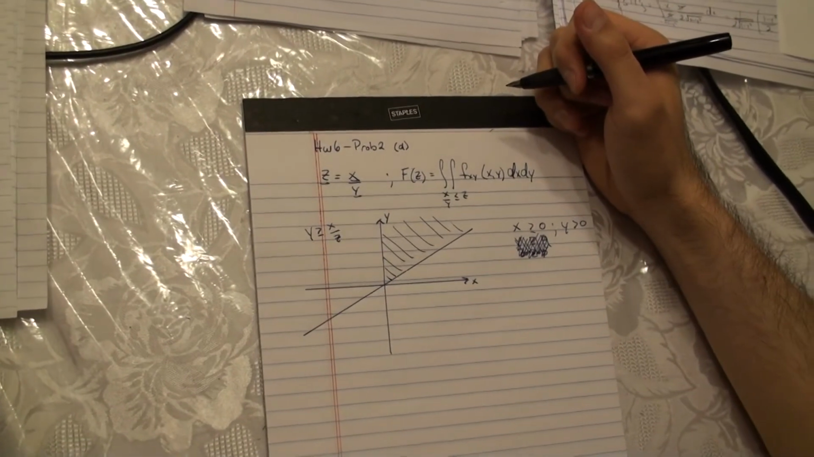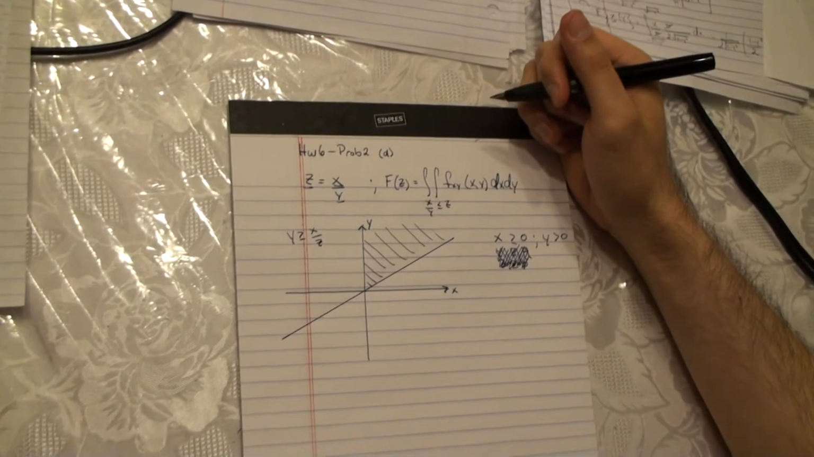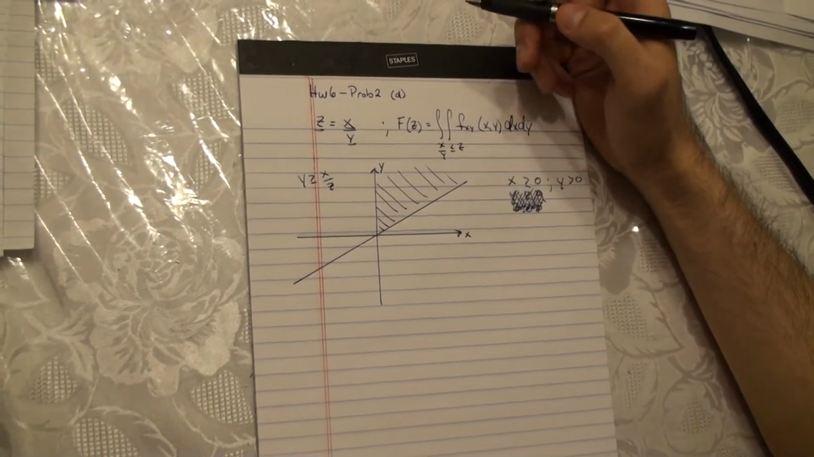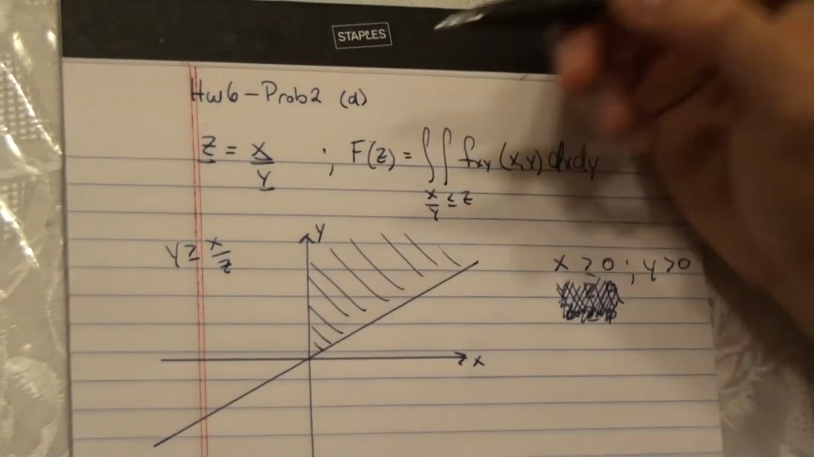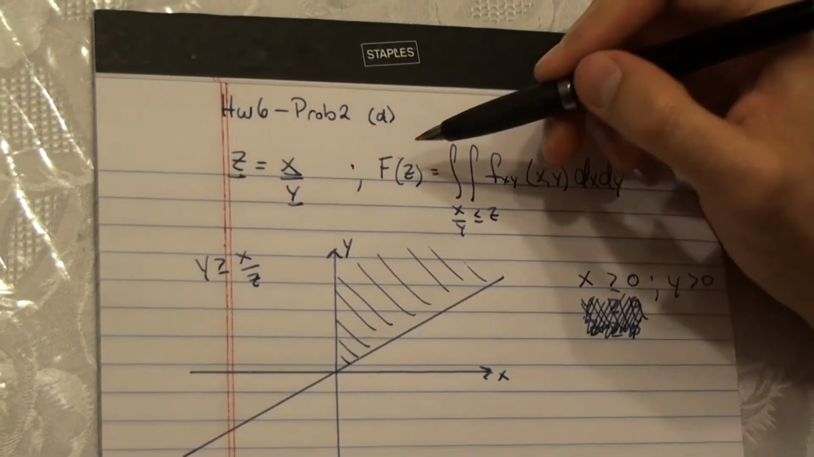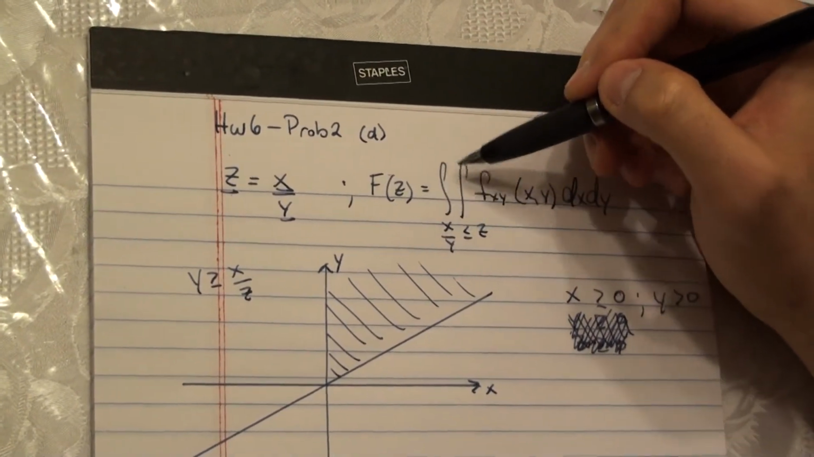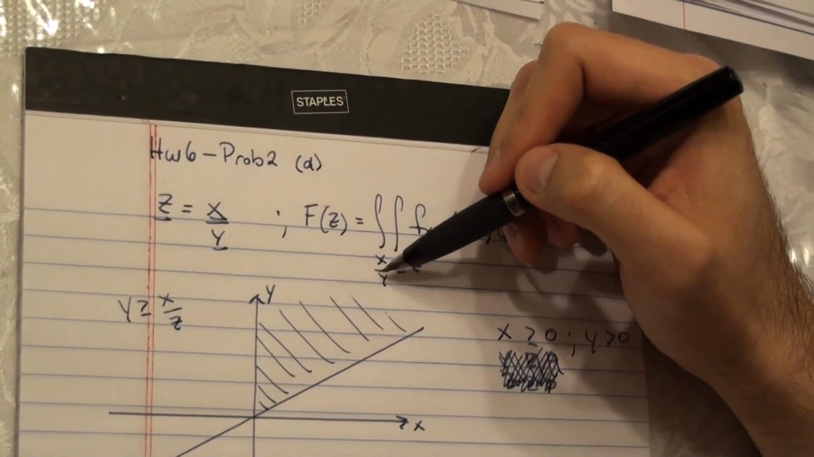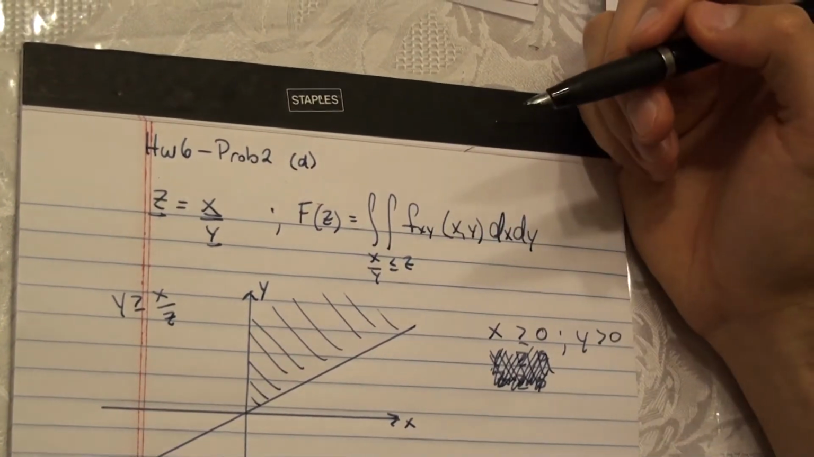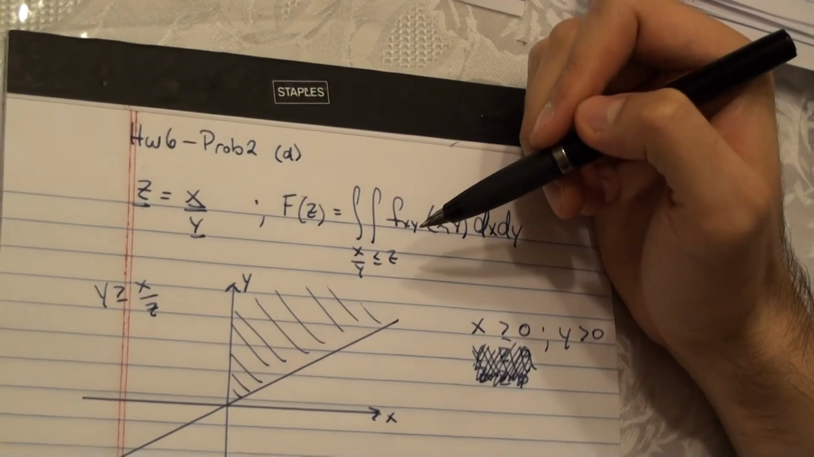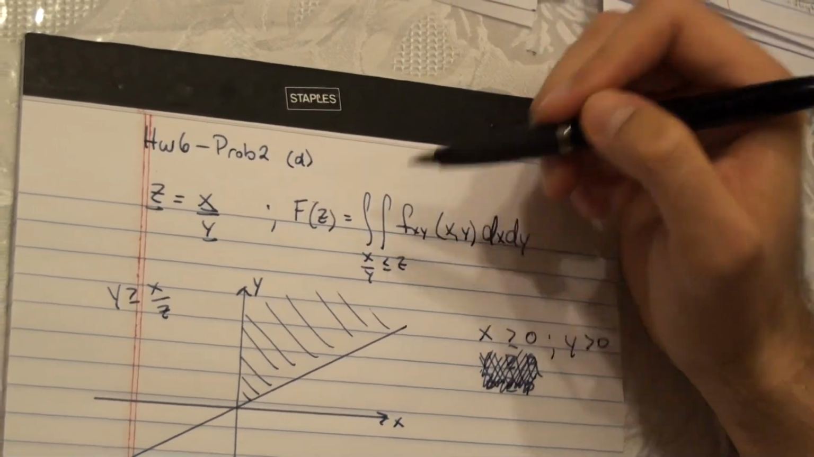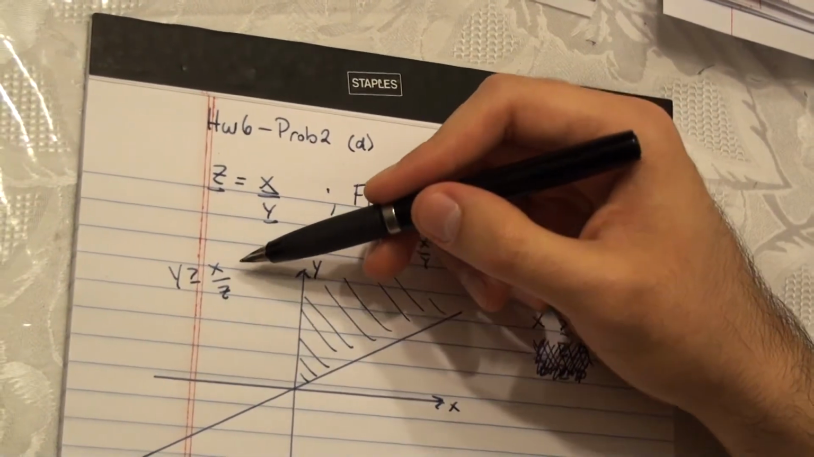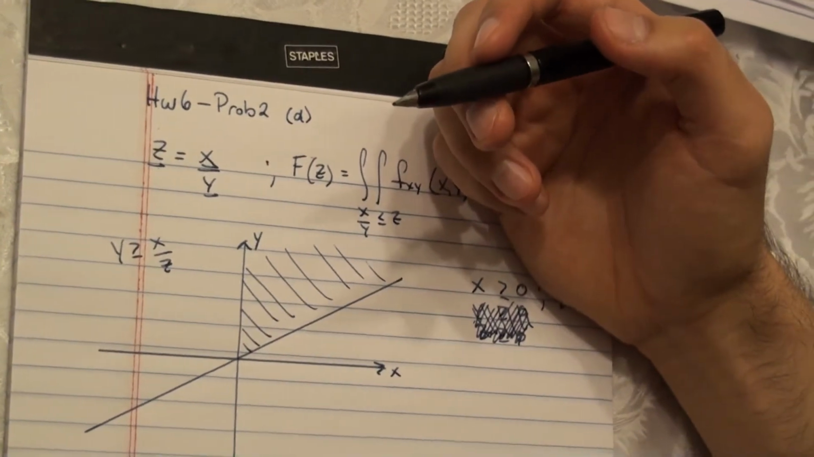Alright, last part, problem 2, part D. So part D, they want you to find the PDF for x over y. So that means big F of z is going to be integrated over the area where x over y is less than or equal to z. So I rearrange this so I can write it as y is greater than x over z.